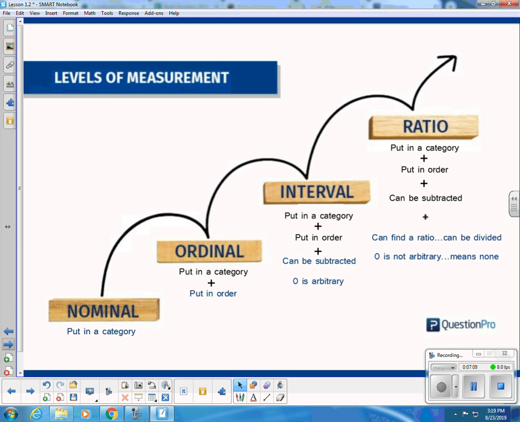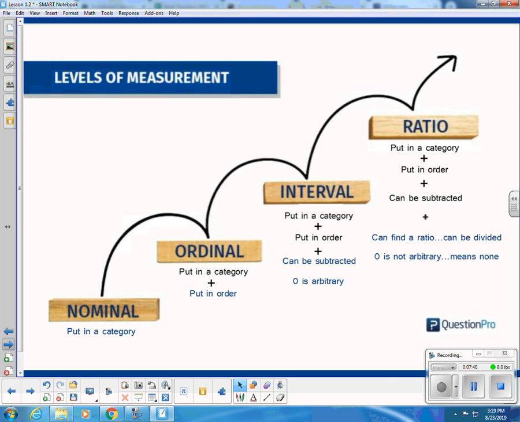Ratio is the final level. So all of the originals are still in there. But now we can divide. We can find a ratio. Let's do precipitation, because temperature is interval. When we talk about 0 precipitation, that means there was no precipitation. It did not rain, it did not snow, nothing happened.